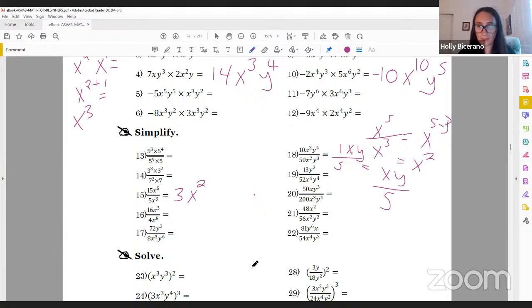Okay, so again, we simplify the fraction 48 over 56. And when you simplify that, you should get 6 over 7. Then we have x to the power of 2 divided by x to the power of 2. So the base is x. We have 2 minus 2, that's 0. X to the power of 0. Anything to the power of 0 will always be 1. And there's no need to write the 1 there. So that just cancels out.